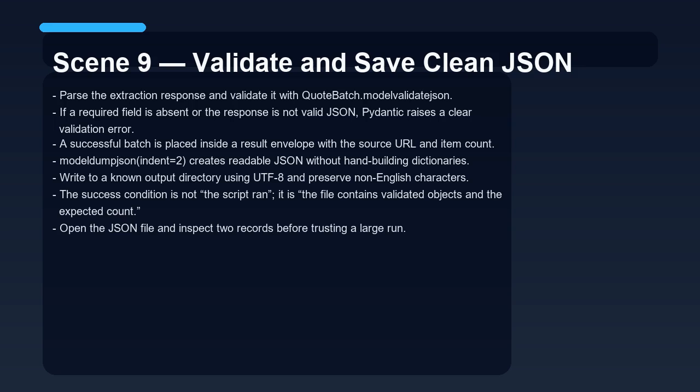A successful batch is placed inside a result envelope with the source URL and item count. ModelDumpJSON, indent equals 2, creates readable JSON without hand-building dictionaries. Write to a known output directory using UTF-8 and preserve non-English characters. The success condition is not the script ran, it is the file contains validated objects and the expected count. Open the JSON file and inspect 2 records before trusting a large run.